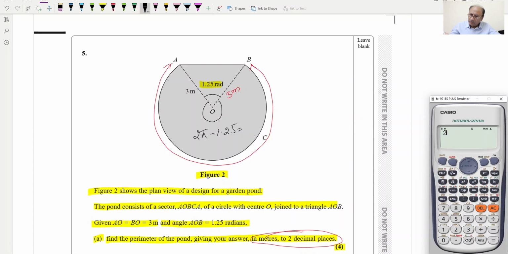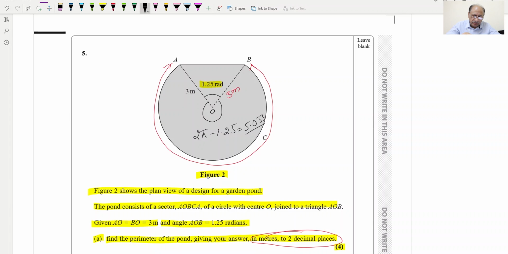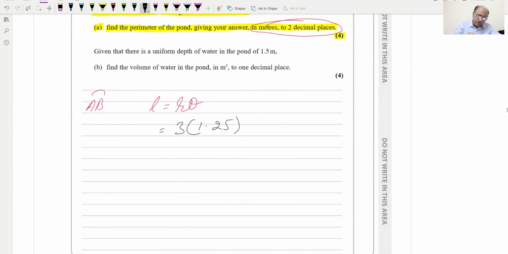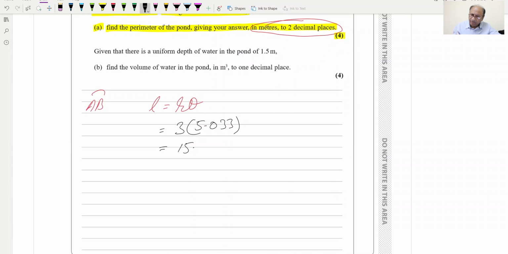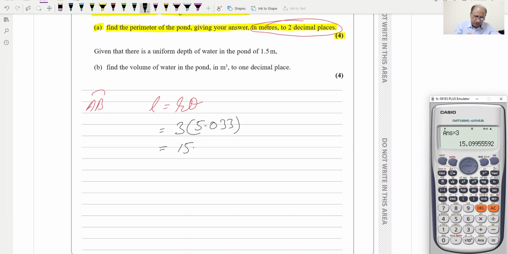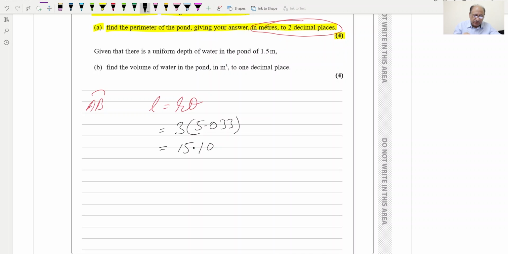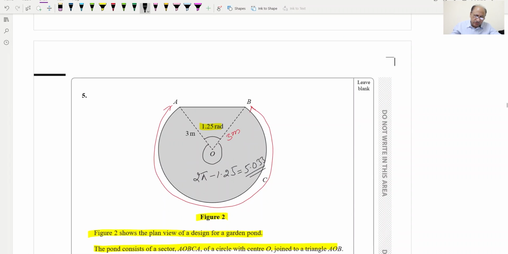This will be 2π minus 1.25, and this will be 5.033 radians. So the angle we will take here is 5.033 radians. Now we can simplify this. This will be multiplied by 3, and this will be equal to 15.10 up to 2 decimal places. This will be in meters. This is the length. Now in this one we will be adding this 3 meters and not this 3 meters.